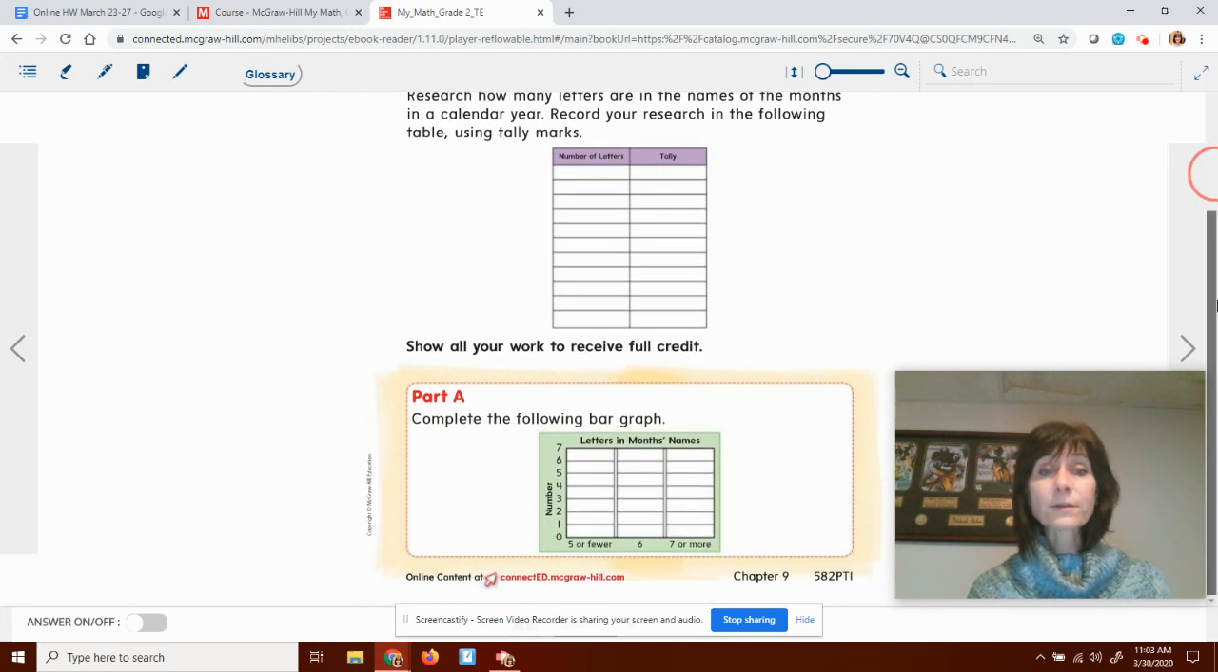And on the bottom part A, it says complete the following bar graph. So number of letters in the month's name. How many months have 5 or fewer? Is there just 1 month that would be 5 or fewer? 2 months? 3 months? How about how many months have 6 or fewer letters? And how many months have 7 or more?